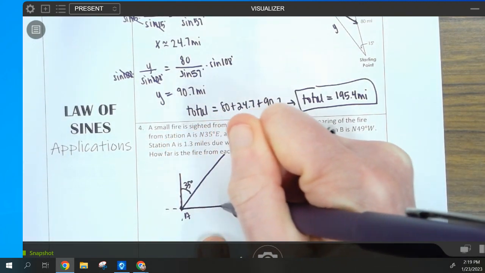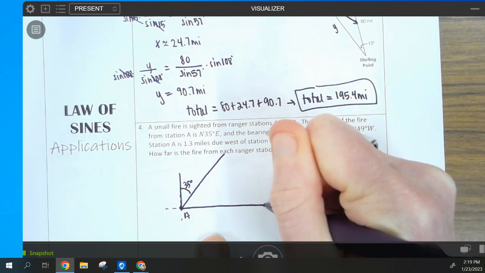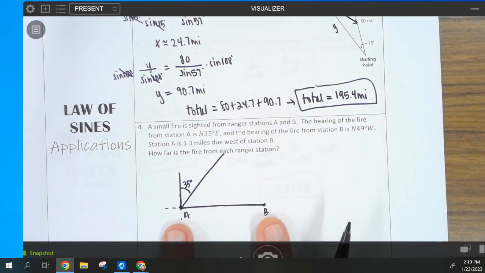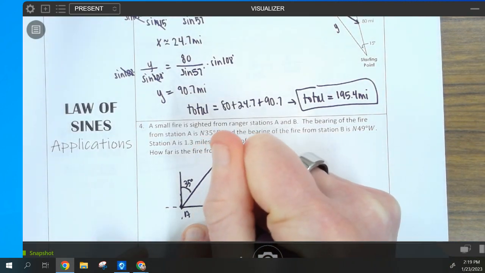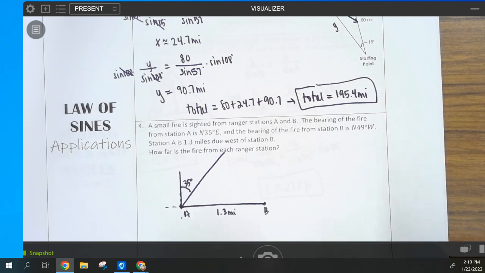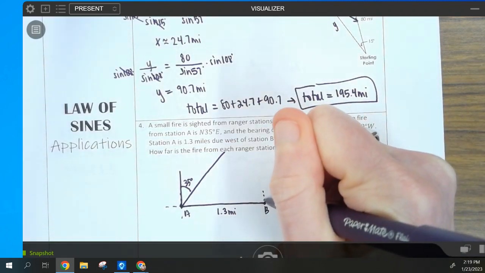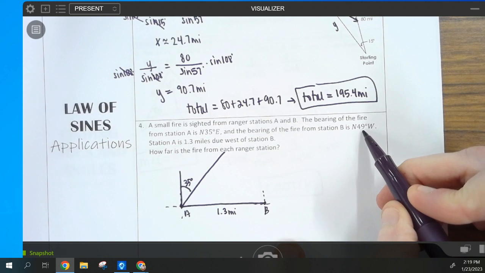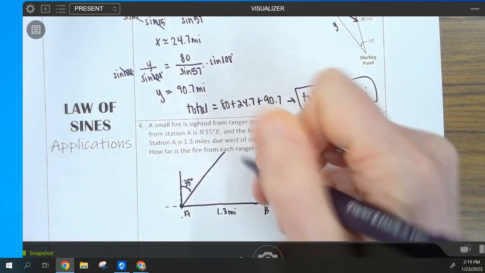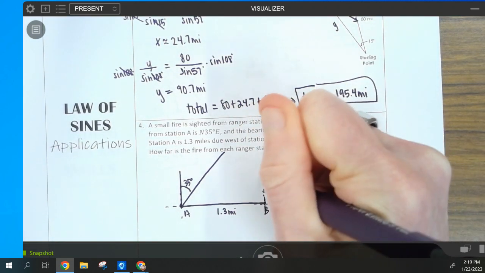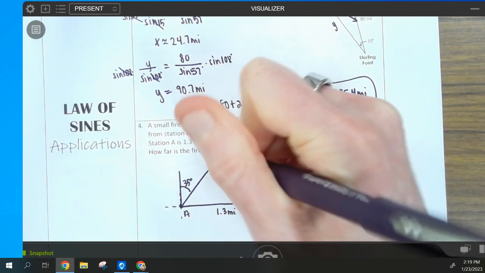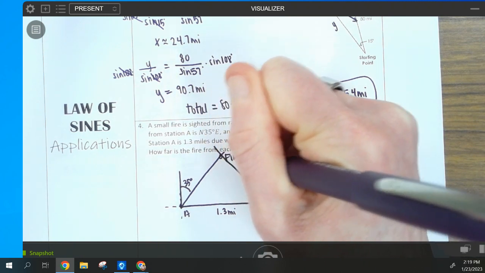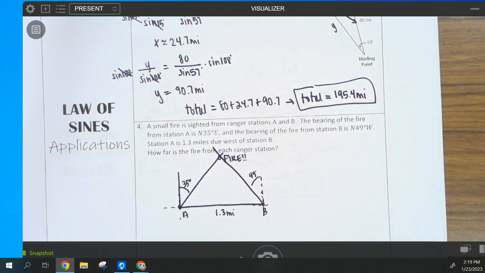So I do know that A and B, based off that last sentence, are on an east-west line, straight across from each other, 1.3 miles apart. And so here I'm going to draw my compass at B, and we're going to go 49 degrees west of north. So I'm going to draw my north line at B, rotate 49 degrees towards the west, and so my fire is somewhere up here. All right, if I were artistic, I would draw a cool fire there. All right, so here's my diagram.